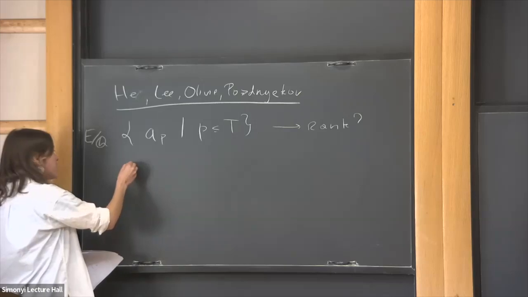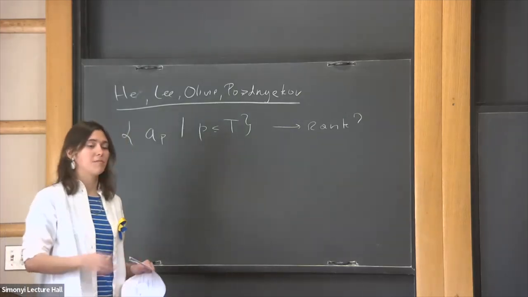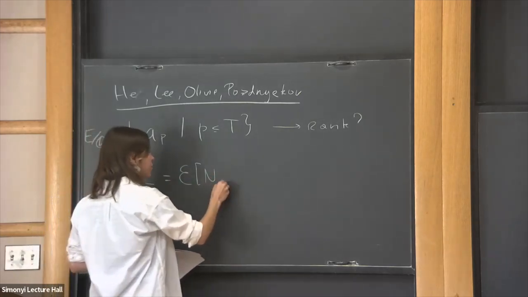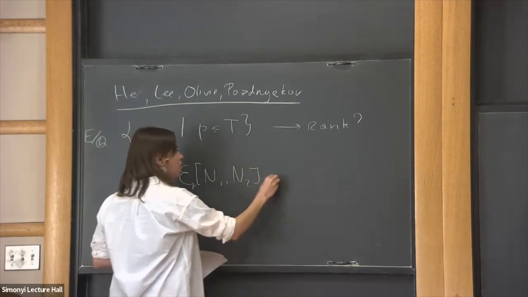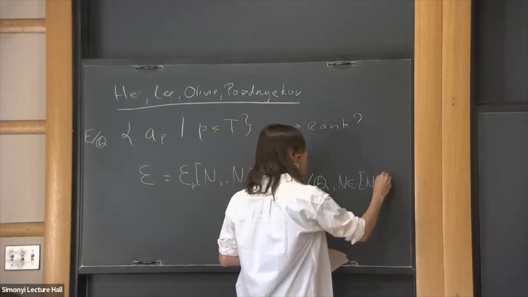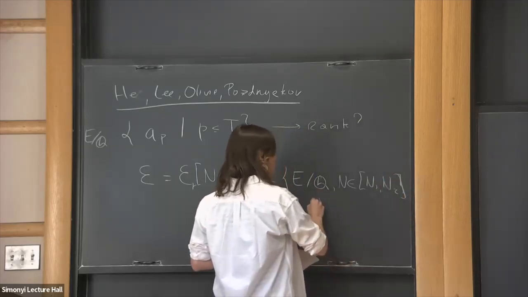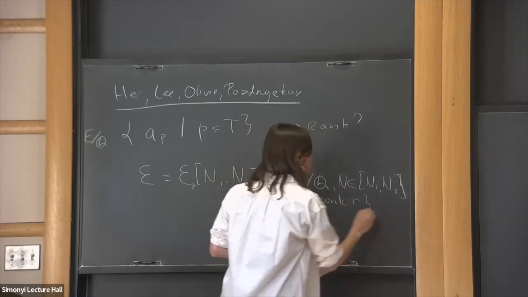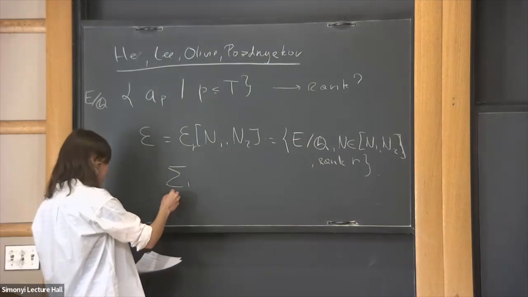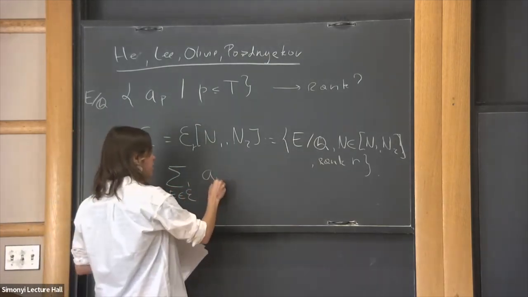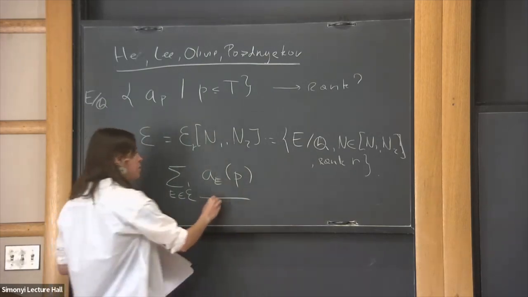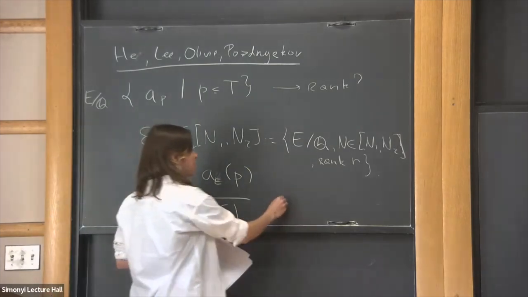So more precisely, out of their paper came the following observation, which will be the basis of my talk. So let's take E to be the set of elliptic curves over Q with conductor in an interval and rank R. Then the observation that they made was that if we take all the curves in this family and we take the p-th Frobenius trace, and we average this over the family, so divide by the size, then their observation was that this is an interesting function.